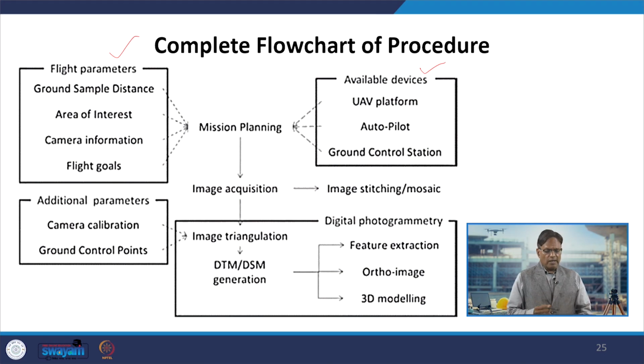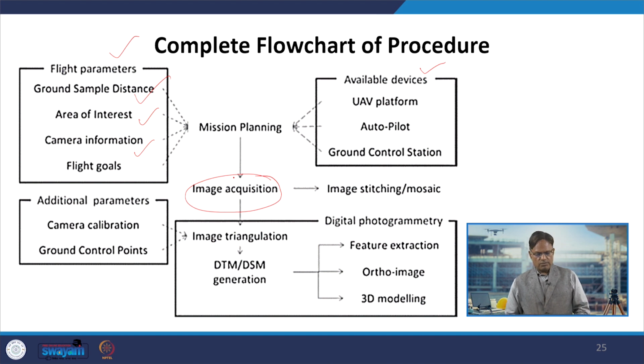So, for the flight planning parameters, we will identify the area of interest, decide about the ground sampling distance, and collect the information about the camera. Then, for available devices, we will see what software and what drone systems are available to us. Then the next part is the image acquisition part.